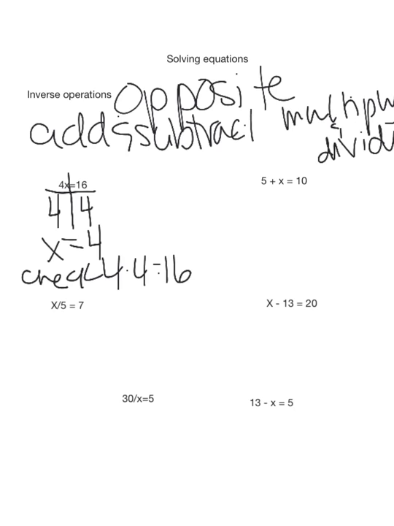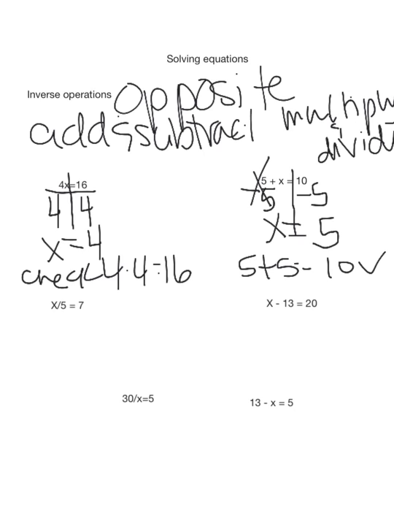The next one, 5 plus x equals 10. I'm adding, so the opposite of adding is subtracting. So I'm going to subtract 5 from both sides. On this side I have x, because 5 minus 5 is 0, and on this side 10 minus 5 is 5. So x equals 5. And I can check. Is 5 plus 5 equal to 10? Yes.